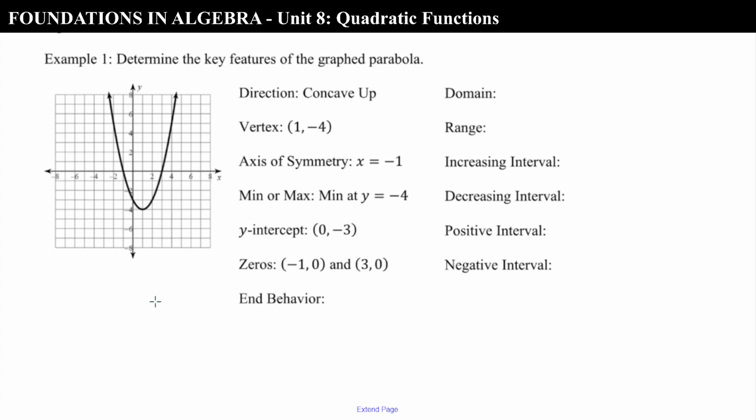Our domain, we've got an arrow on the left and an arrow on the right, so that means we go from negative infinity to positive infinity. Our range, we start from -4 and work our way to positive infinity.